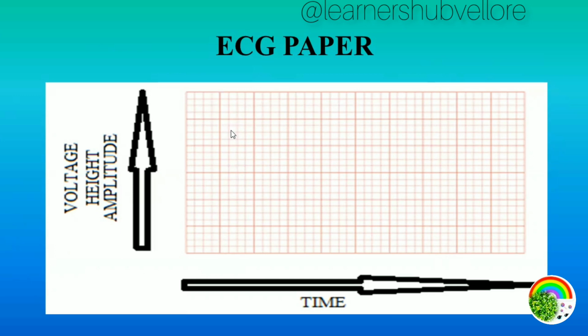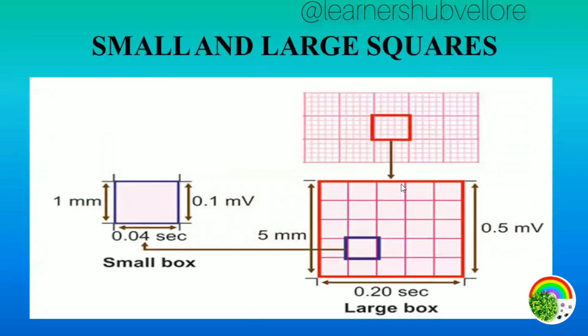Isoelectric line. What is an isoelectric line? It is the baseline in an ECG paper. In an ECG paper, if you see, there will be a baseline. Waves are measured either above, that is positive deflection, or below, that is negative deflection. If you see a wave which is above, that is a positive deflection, and if the wave is below the isoelectric line, that is a negative deflection. Small squares and large squares, let us see more in detail about that.